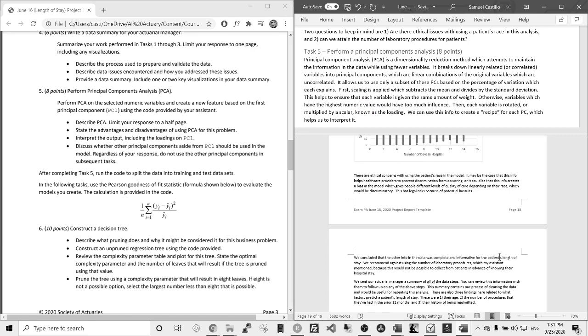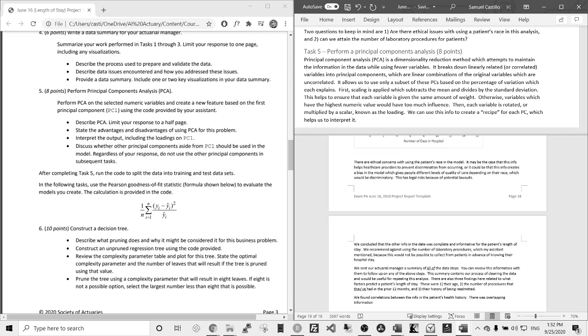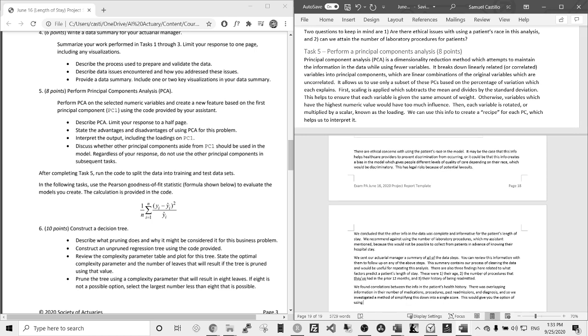So the reason was because we found correlations between the info in the patient's health history. There was overlapping information in their number of medications, procedures, past readmissions, and diagnoses. And so we investigated a method of condensing this down into a single score. This would give you the option of using fewer input columns. Now, it actually wouldn't use fewer input columns because you would still need the original columns.